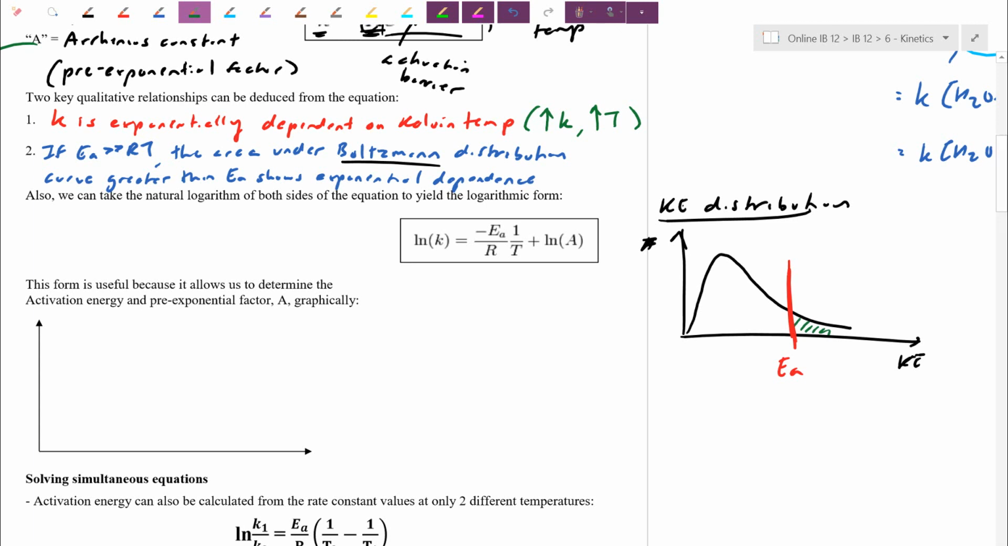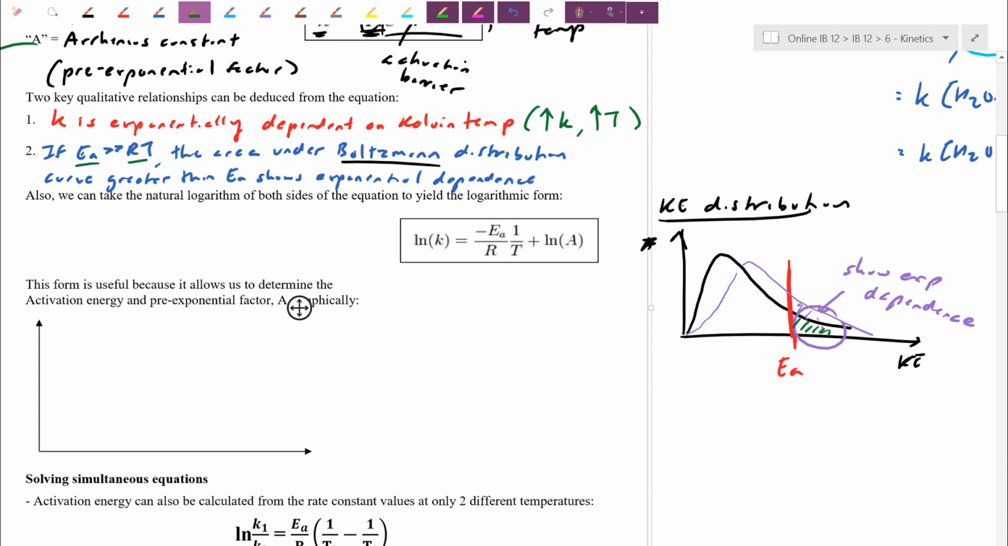In this case, it's just a general observation. If the EA is much, much larger than RT, if you just focus in on this part, it will show an exponential dependence on temperature. So far we've only used the math. If I increase the temperature by 10 degrees, this curve shifts over. It's like having double the number of particles. If I do it a bit more qualitatively, comparing the size of EA and RT as I change the temperature, the number of particles that have more than enough energy will show exponential dependence.